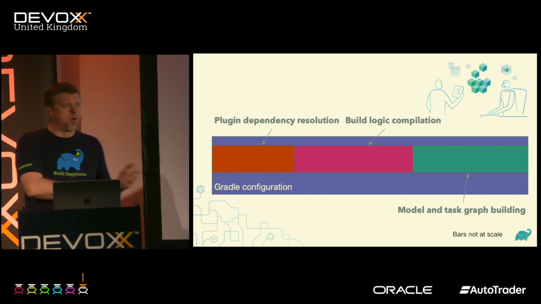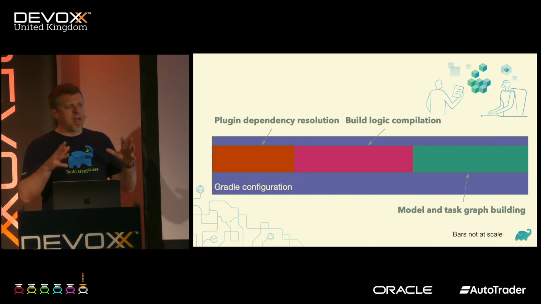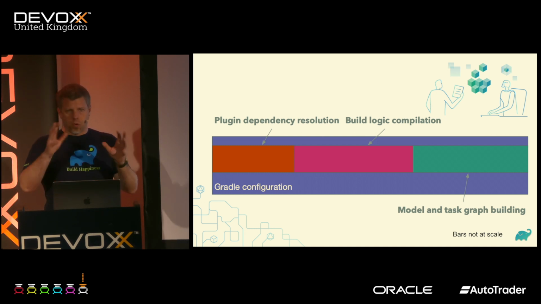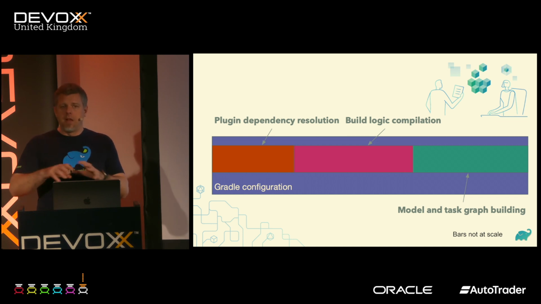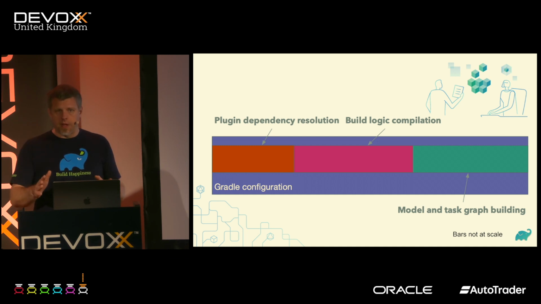This is why we also download the dependencies first, right? These dependencies are part of the compilation class path for the build logic. And then finally, we can create that model of your build and their projects and build a task graph of everything that needs to be executed. And once we're done with that, we're good to go.